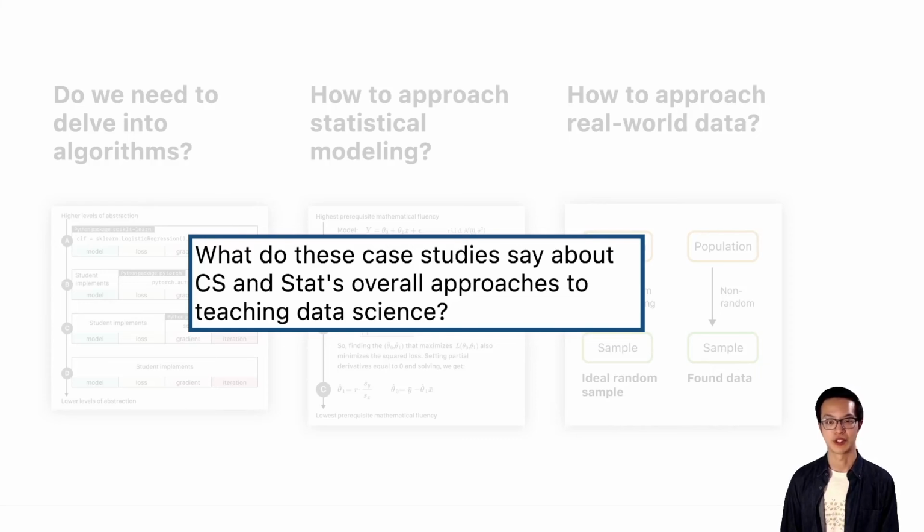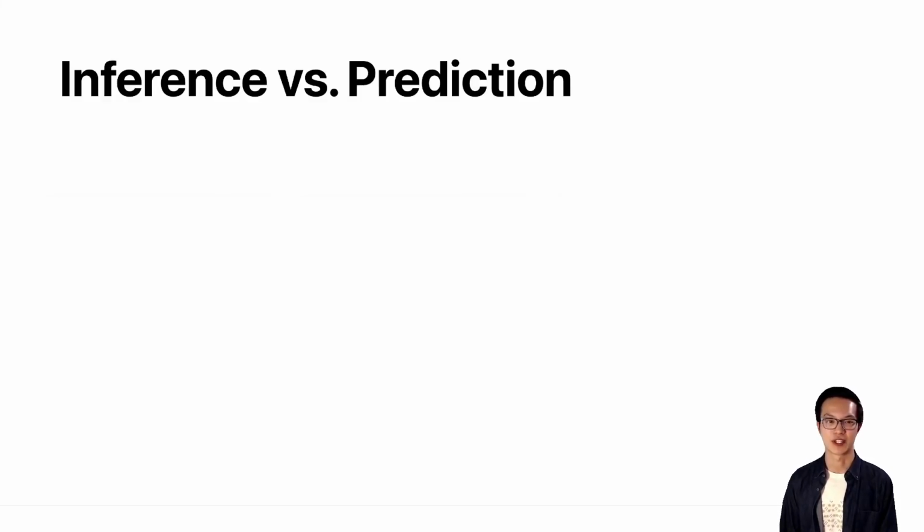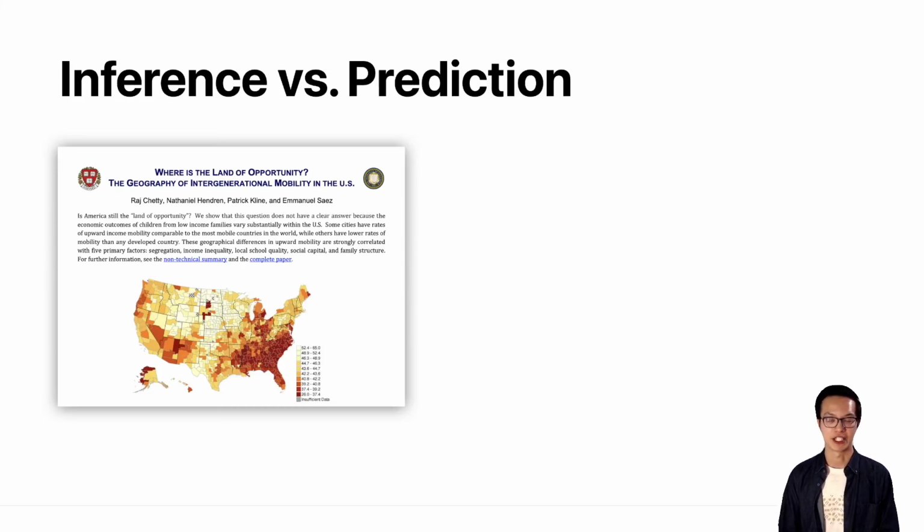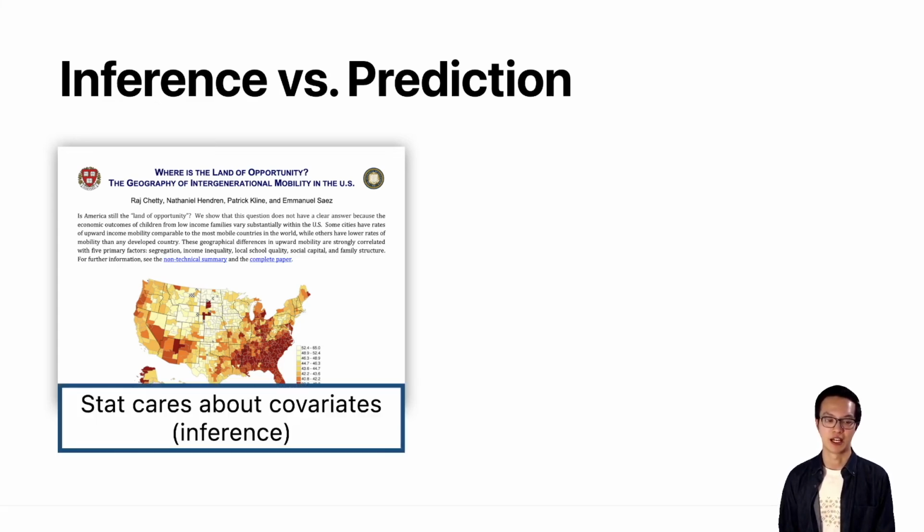One core difference between the 2 approaches is an analysis that focuses on inference versus prediction. For instance, an inferential analysis might ask whether income inequality is actually correlated with economic mobility in the population. This is a common statistical view, a view that cares about the covariates and what they say about the larger population.